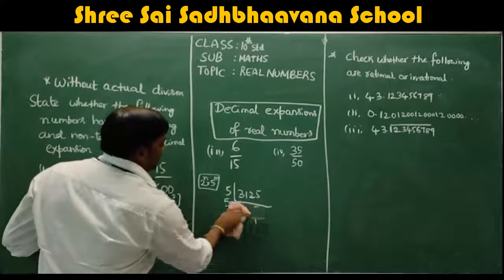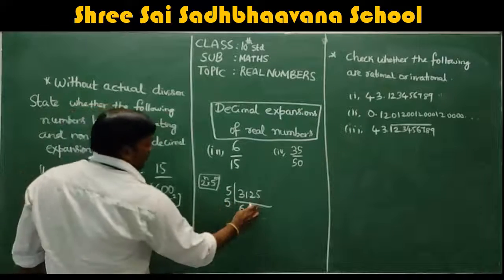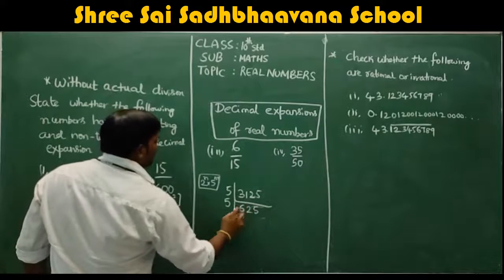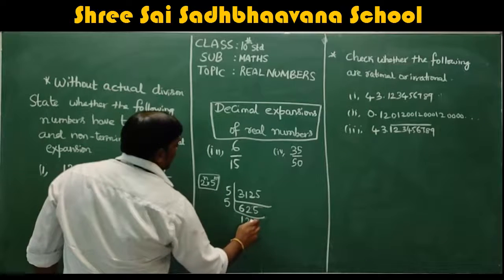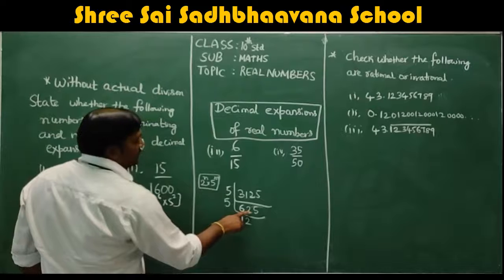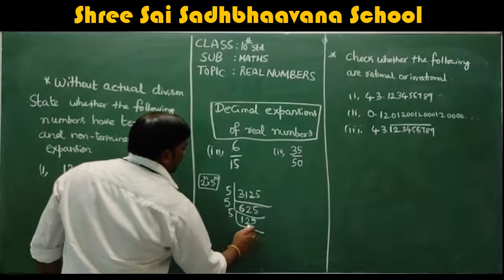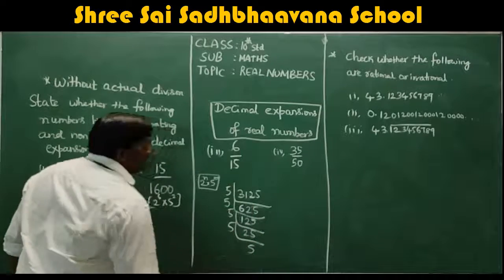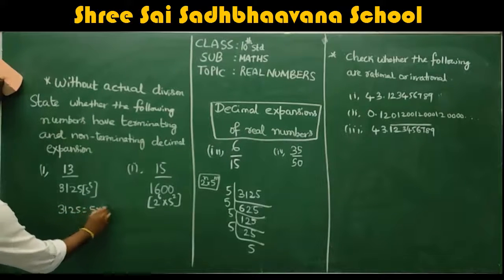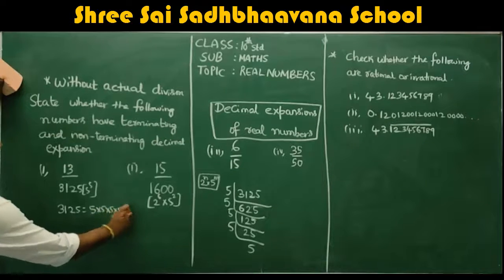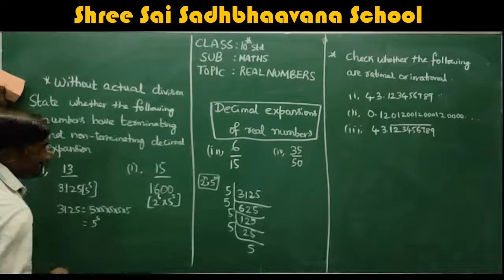One second, let me do it. 5 sixes are 30, correct? So we'll be left with 12. So 5 twos are 10, 5 fives are 25. Next, 5 ones are 5, 12 will be remaining, 5 twos are 10, 5 fives are 25. So 5, how many times? 5 into 5 again. Here we are getting only 5. So can I write this 3125 as 5 into 5 into 5 into 5 into 5, five times multiplied? You just check, the number of 5s is 5 times. This can be written as 5 power 5, correct?